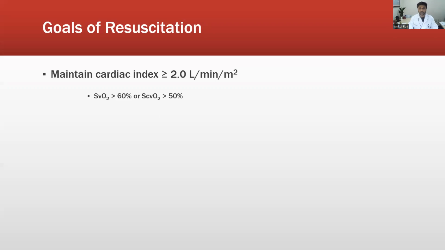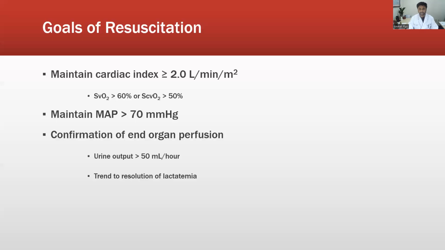In those patients that do not have a Swan-Ganz catheter in place, you can also get a mixed venous saturation, a central venous saturation that is out of any central line. And that saturation, as long as it is greater than 50%, is a reasonable number to target. Ultimately, you also want to make sure that the mean arterial pressure in these patients is greater than 70 millimeters of mercury. What we are trying to achieve by maintaining an adequate cardiac index and an adequate mean arterial pressure is that the end organs are being adequately perfused.